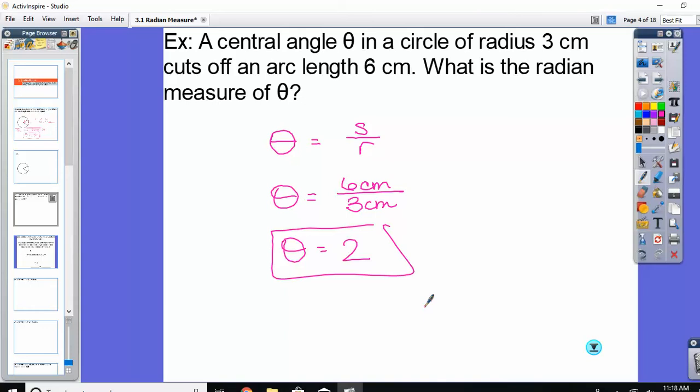Now, we have 2 different types of measurement. And we're going to have to be able to go back and forth between the 2. So we have to think about how would you convert between degrees and radians. So that's the next piece to look at. Okay. So everybody have this one down?